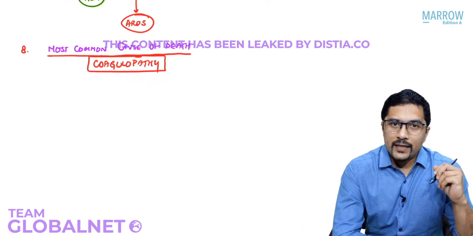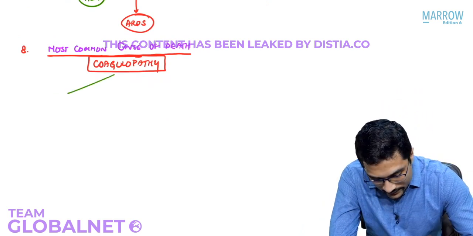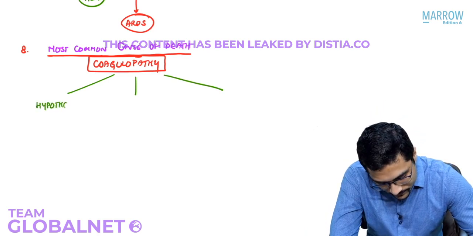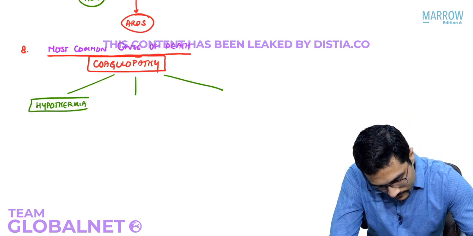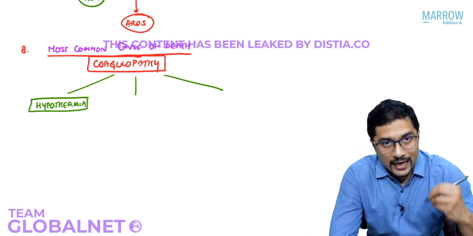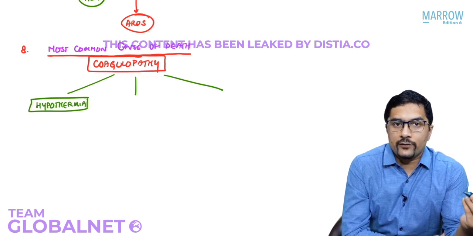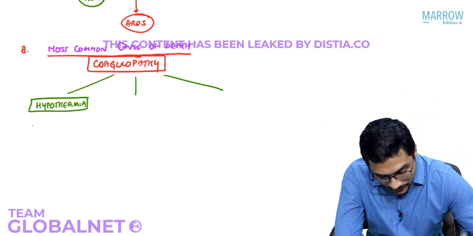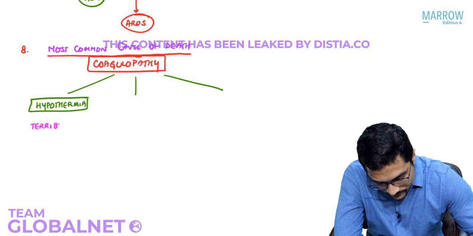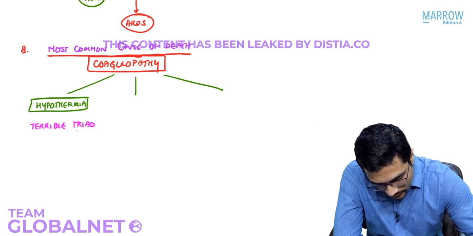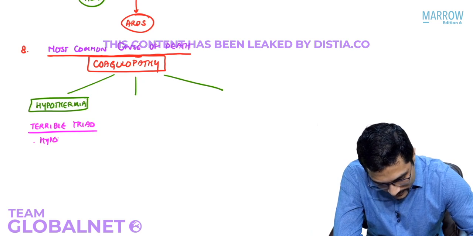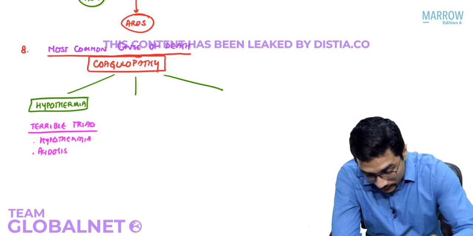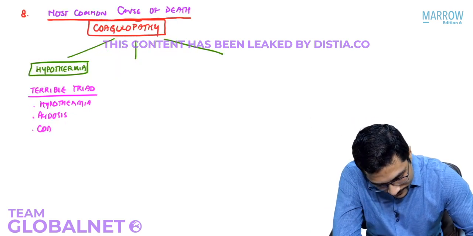So why is coagulopathy occurring in these patients? Coagulopathy is occurring because of hypothermia. You remember the chapter of trauma where I've spoken about abdominal trauma, I'd spoken about damage control surgery. There I've told you the terrible triad of trauma. The terrible triad of trauma is hypothermia, acidosis, and coagulopathy. So all three are related.